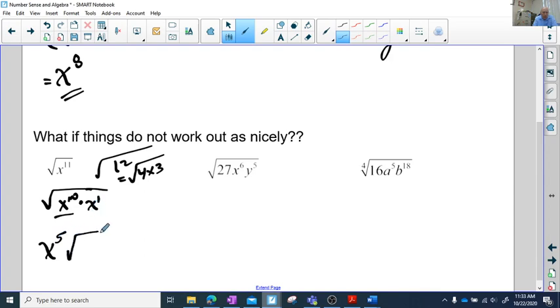X to the 1 is not a perfect square. It stays underneath there. There's x, the square root of x to the 11th in reduced form: x to the 5th, square root x. All right, 27. So what I would do in this one, I would do the number like normal.